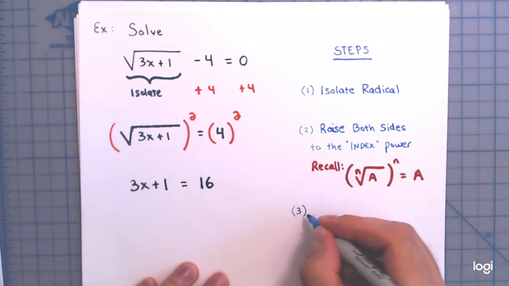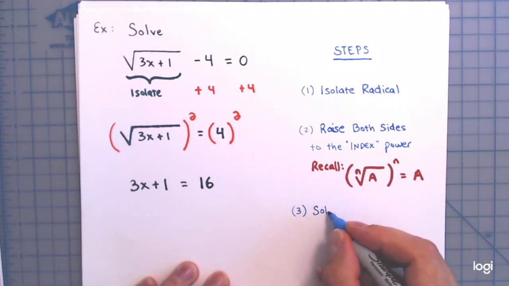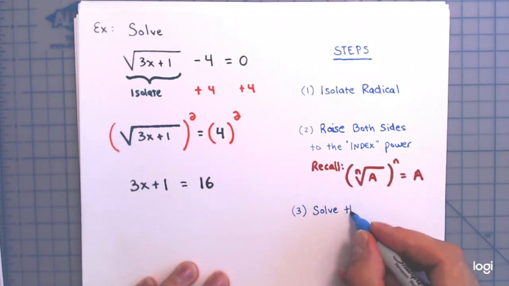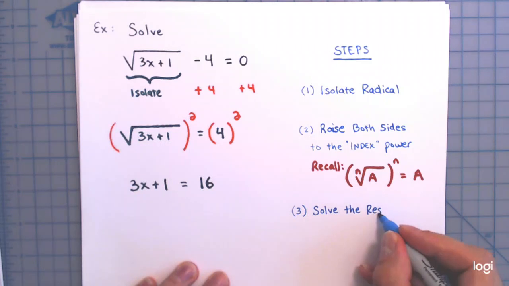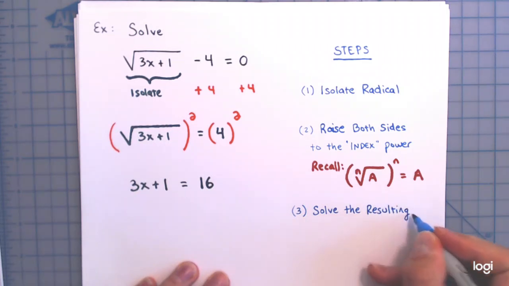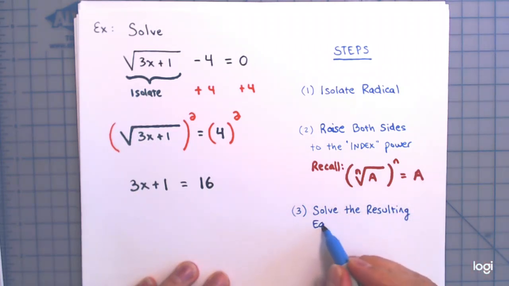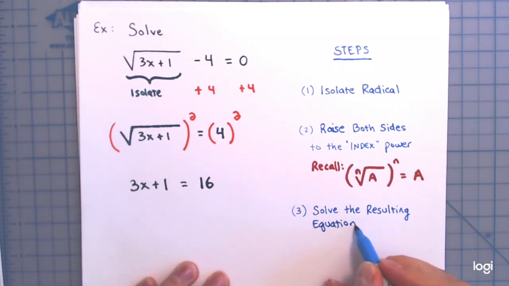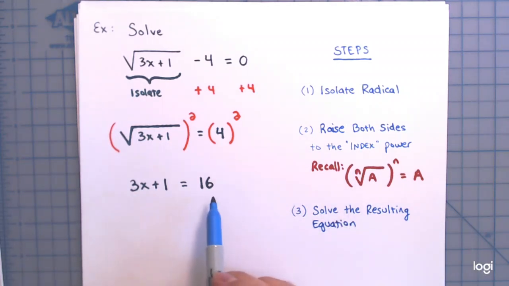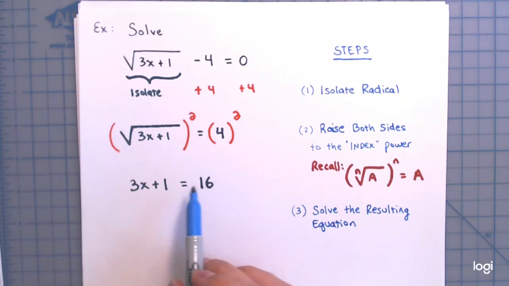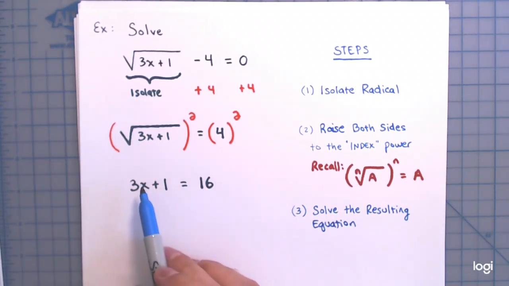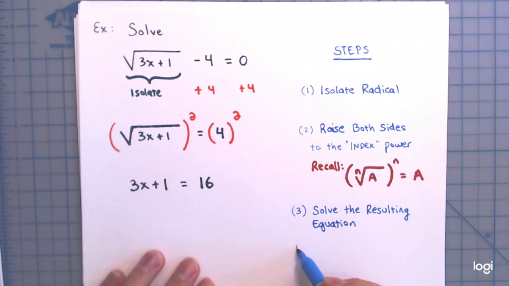So step 3 is to solve the resulting equation, because after I get rid of the radical symbol, it should be some polynomial equation. As you see here, this is a linear equation, a first degree equation. And then of course the last step is to check your solutions in the original equation.